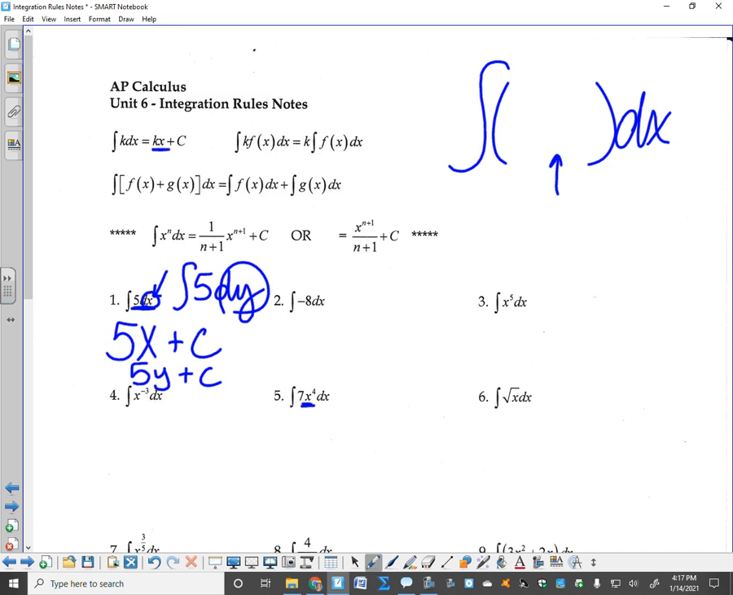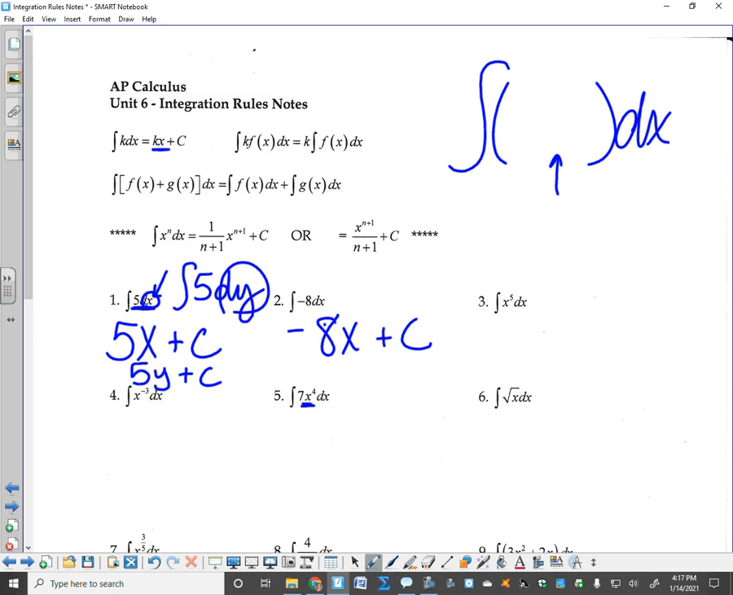Okay? So the integral of negative 8 dx is negative 8x plus c. And I would hope that you're already starting to see, ooh, I can see how it would be really easy to focus on the rule and forget the plus c. Don't forget your plus c.